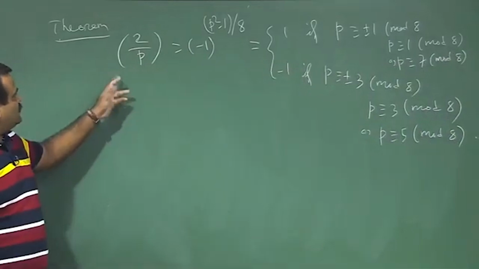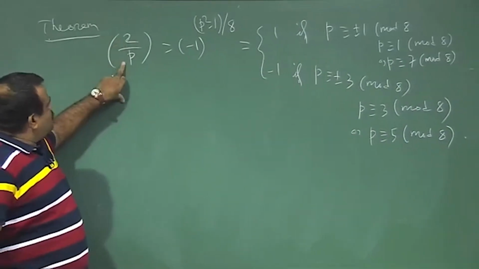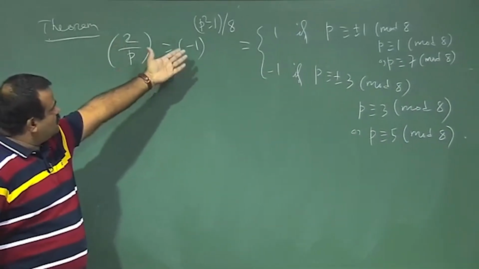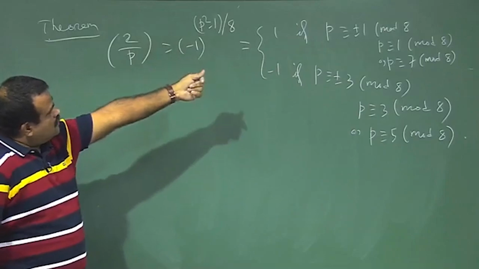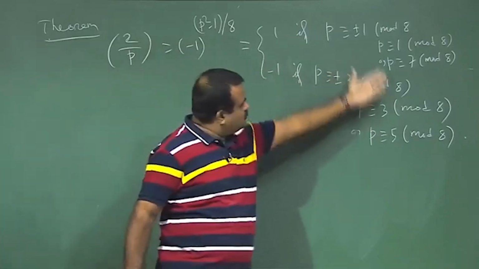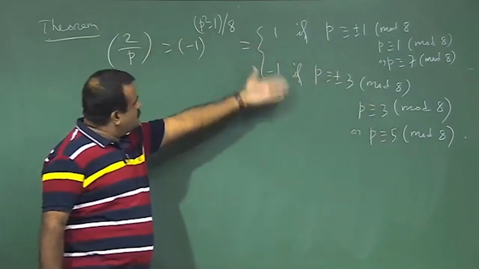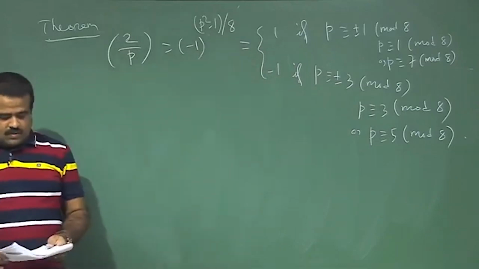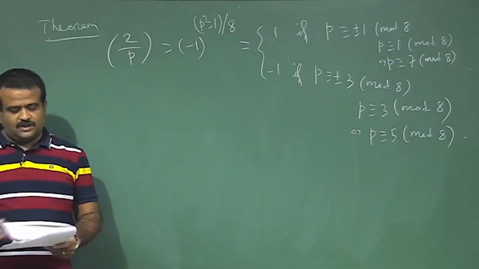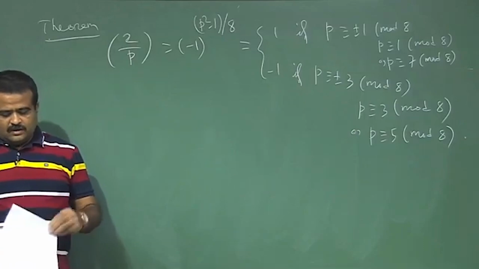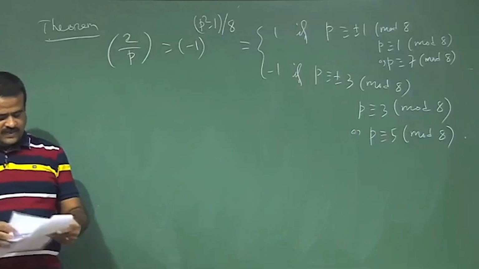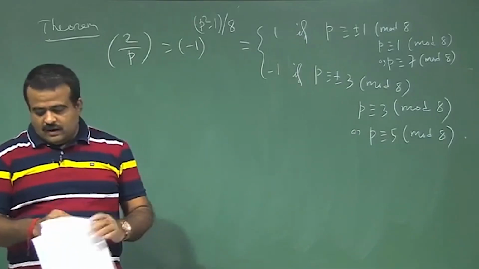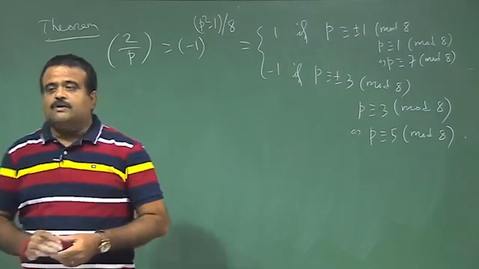So, this is basically telling us 2 by P is minus 1 to the power this. If P is of either of these forms, we just put the value of P here and we will get either 1 or minus 1 there. Okay. So, next we will define what is called the Jacobi symbol.